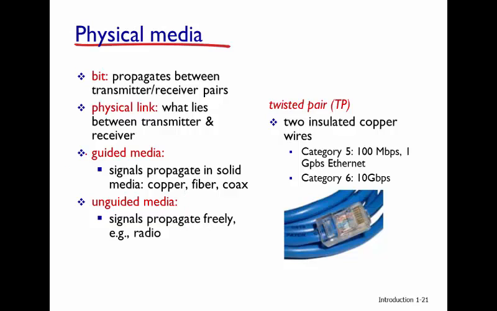Physical media can carry the data. There are two types, guided media and unguided media. With guided media, data can traverse along the media. If there is a wired communication, then data traverses on that physical connection, like copper, fiber, coaxial cables.